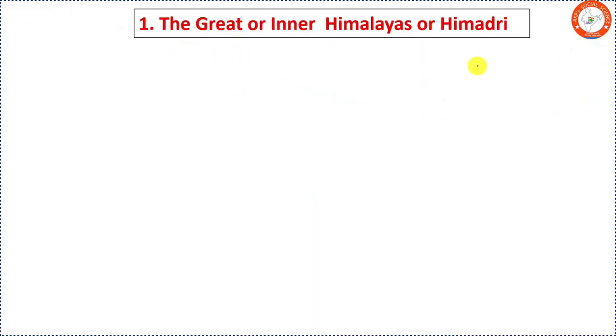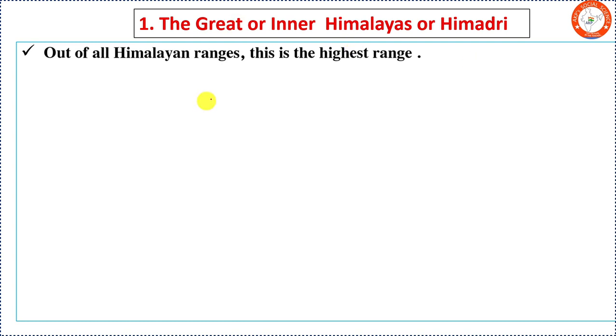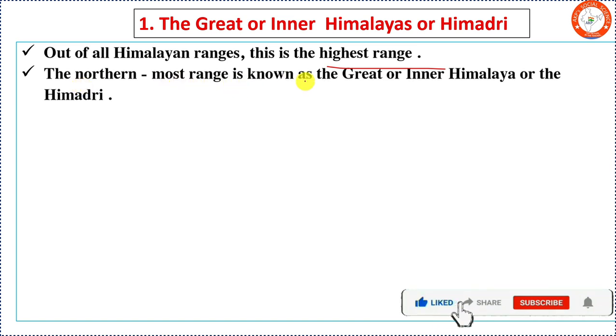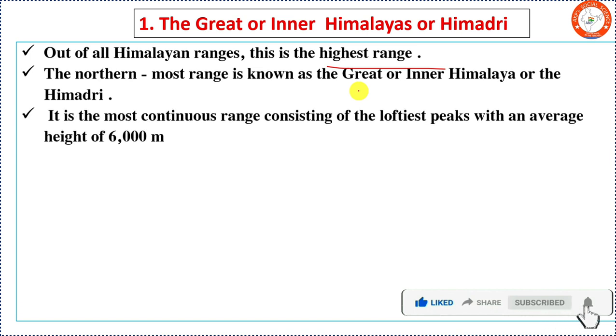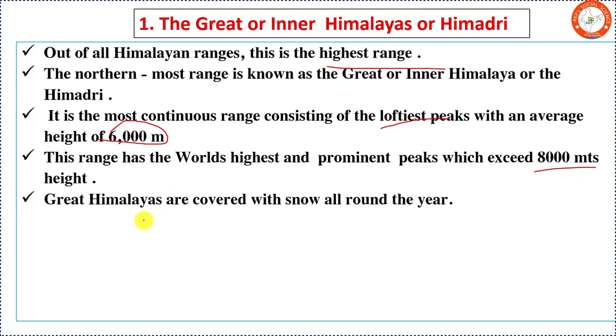The Great or Inner Himalayas, Himadri, we see now. Out of all the Himalayan ranges, this is the highest range. The northernmost range is known as the Great or Inner Himalaya or Himadri. It is the most continuous range, consisting of the loftiest peaks with an average height of 6,000 meters. This range has the world's highest and most prominent peaks, which exceed 8,000 meters. The Great Himalayas are covered with snow all year round.